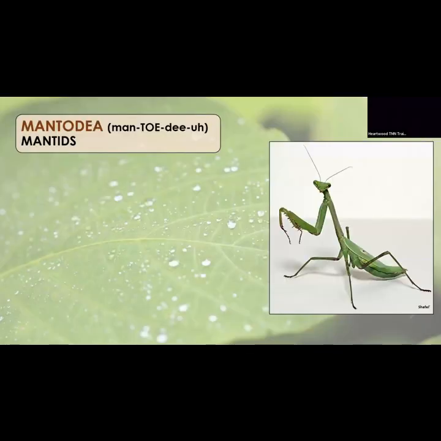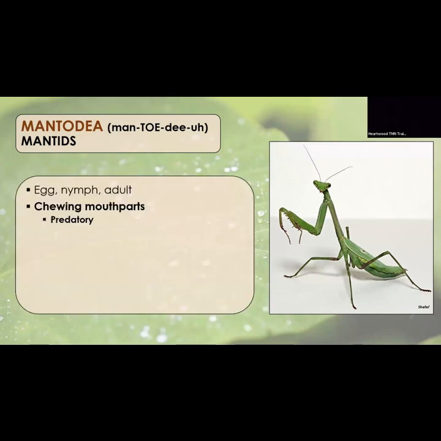So the next order, Mantodia. It's mantids, praying mantises. So they have the egg, nymph, adult. Oh, I do have one of these to pass around.